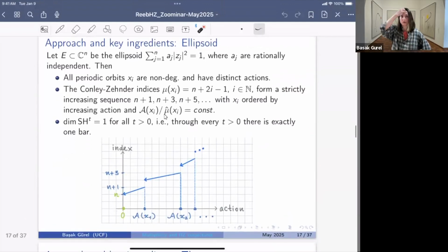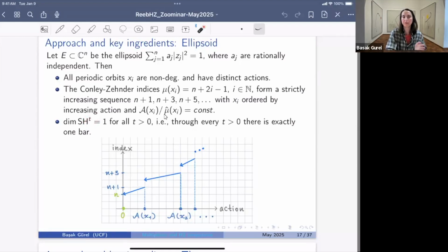Okay, so the situation of the ellipsoid. Let's take an irrational ellipsoid here. What we know is that all periodic orbits are non-degenerate, they have distinct actions, and the Conley-Zender indices are given precisely in this way, n plus 2i minus 1. They form this strictly increasing sequence. The orbits are ordered by index, and this ratio is constant. And the dimension of symplectic homology with threshold t is 1.